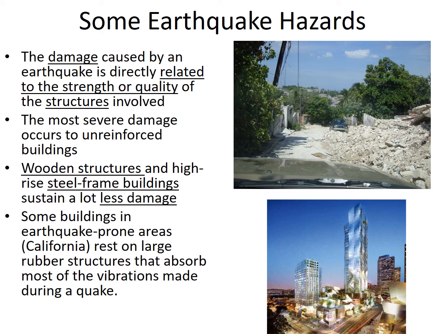Now, the damage is related to the strength or quality of the structures involved, and most severe damage occurs to unreinforced buildings. If you want a lot less damage, then you look for wooden structures or steel frame buildings. Some buildings in earthquake-prone areas rest on large rubber structures that can absorb the vibrations made during a quake. So we can build things to withstand earthquakes.